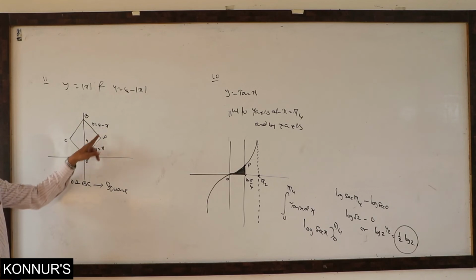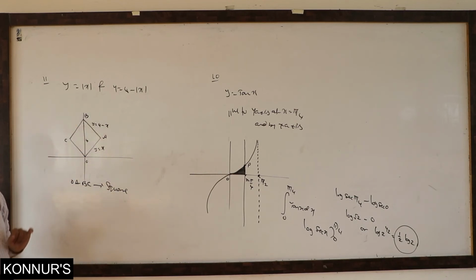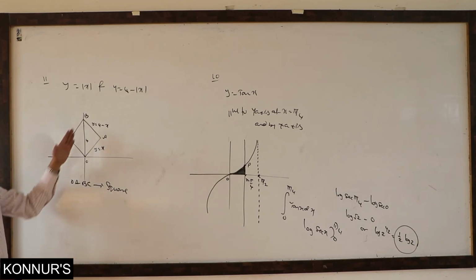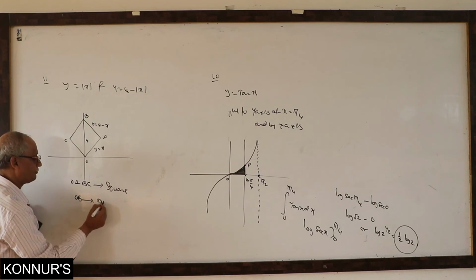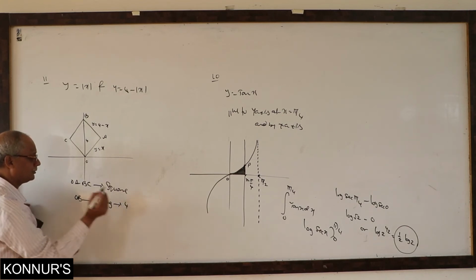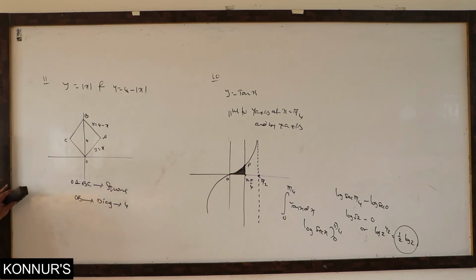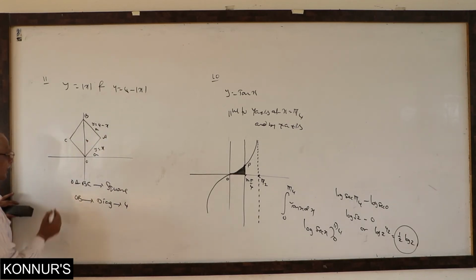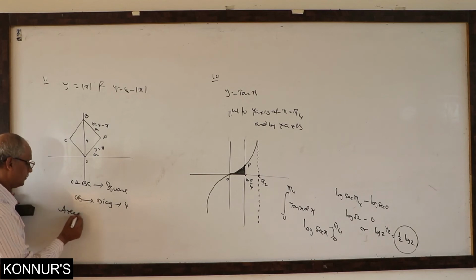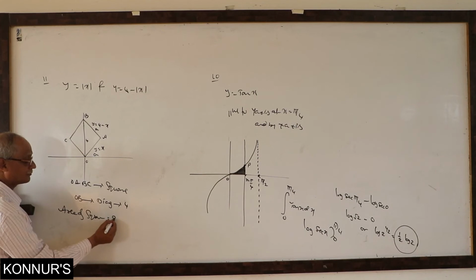Plus or minus, m1 m2 equals minus 1, quadrant geometry. Product of slopes is minus 1, so the lines are perpendicular. It is a square. OB is a diagonal. What is the diagonal length? 4. Assume that the side is A. What is the area of this square? A square.